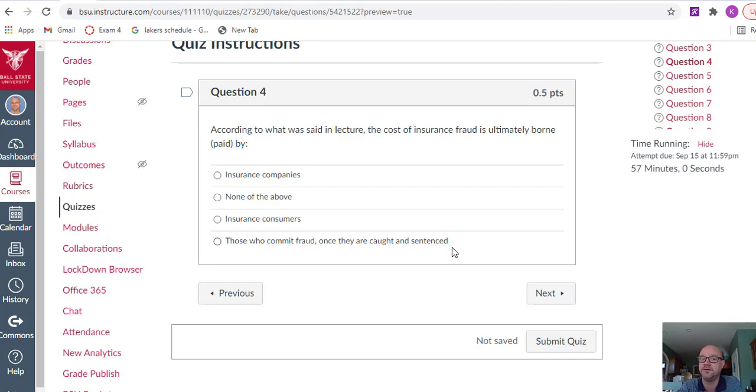And that was something that I wanted to hit pretty strongly. That's why I put it in the quiz here again. You pay for this. When other people defraud their insurance companies, it's all of us that pay for that. We're the ones who bear the cost. The cost of insurance fraud is ultimately borne by the consumer, insurance consumers.